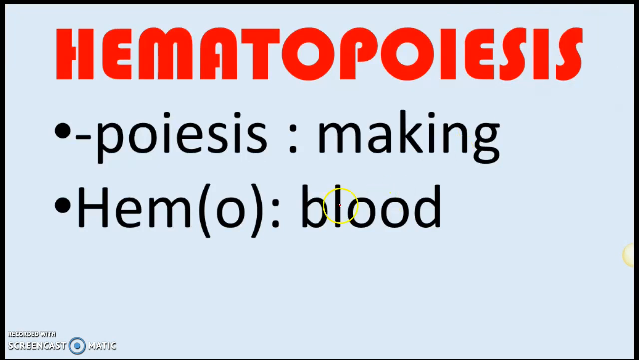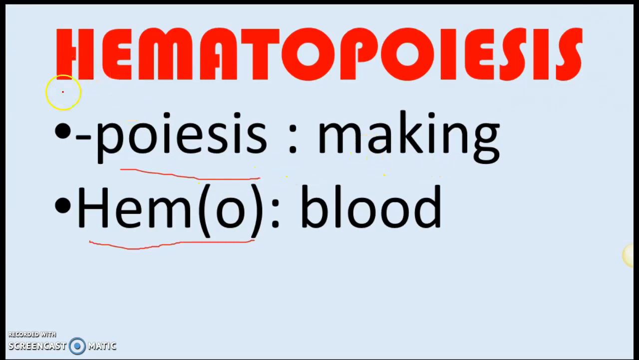So I did some med term for you. So if you guys are med term people, you're going to like this. We know that hemo is blood, okay? Heme with an E is iron. So we know that heme is blood. And poiesis is a new word. Maybe that's a word you guys haven't heard very much. Poiesis is making.